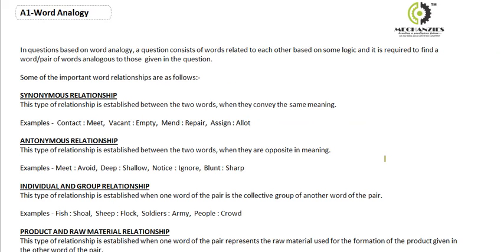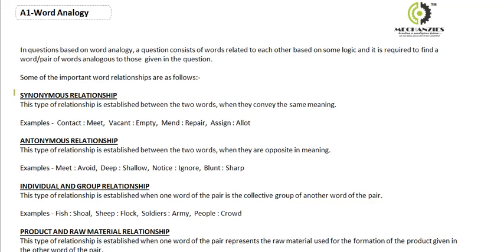In word analogy, the questions are basically asked in which the words are related to each other based on some logic, and it is required to find the similar word or pair of words analogous to those given in the question. Here I have shown some of the important word relationships which are common to all the examinations and the questions which appeared in these general examinations.